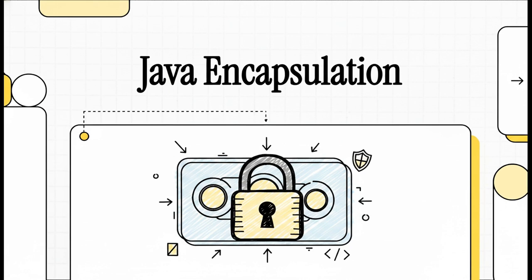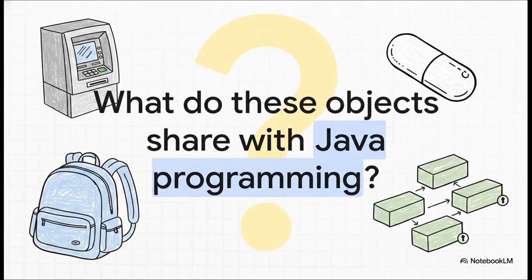We're going to see exactly how robust software keeps its internal state completely safe from the chaos of the outside world, and we're going to do it entirely through clear, structured visuals. Okay, let's dive right into this.